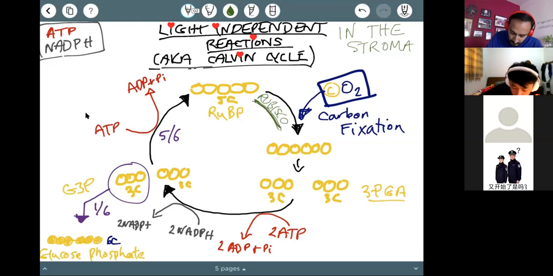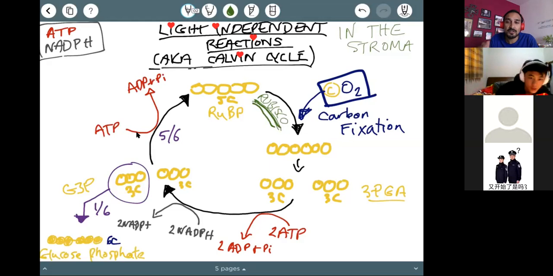So 3 ATPs used. Yes, let's say that, sure. ADP, glucose, phosphate. Wait, so 6 carbon gets taken out, right? 6 carbons get taken out after 6 turns, yes.